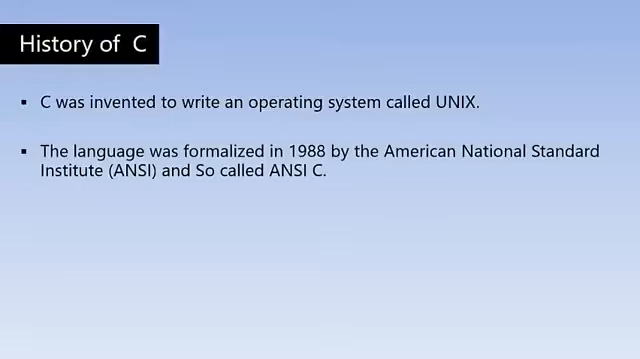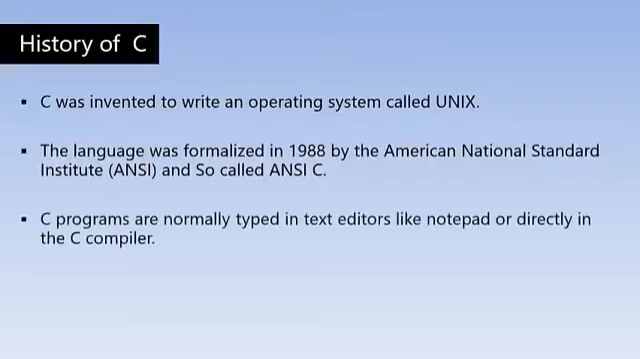The language was formalized in 1988 by the American National Standards Institute, which is in short called ANSI. So that is why the name ANSI. On some websites or books you will find the word ANSI. That is because ANSI, a standards making institute, made C and its syntax standard worldwide. So by then, if anybody wants to develop a C compiler, which translates C programs into machine language, they have to follow the rules and syntaxes made standard in ANSI C. So that is how it was formalized in 1988.